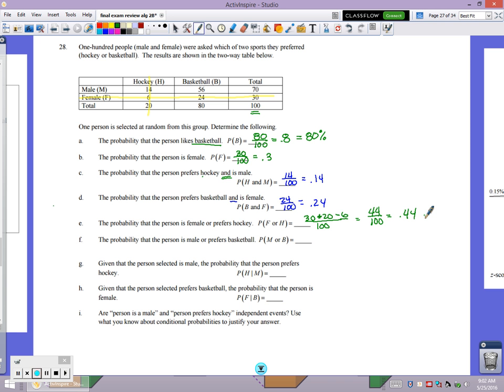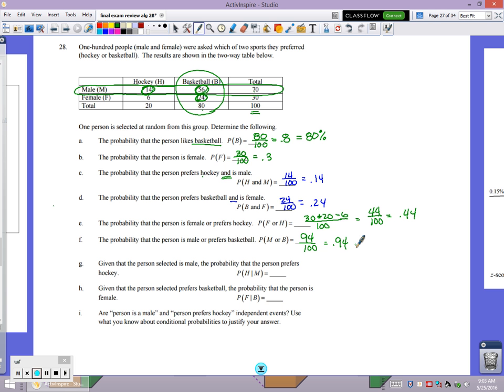All right. The next one is another or. The probability that a person is male or prefers basketball. So let's think of it another way. Prefers basketball or is male. So I need to include all of these numbers, this one, and this one. This is another way to think about it. I can add up these two, and that's 70, and I need 24 more. 70, 80, 94. So it looks like 94 out of 100, or 0.94, would be the probability.